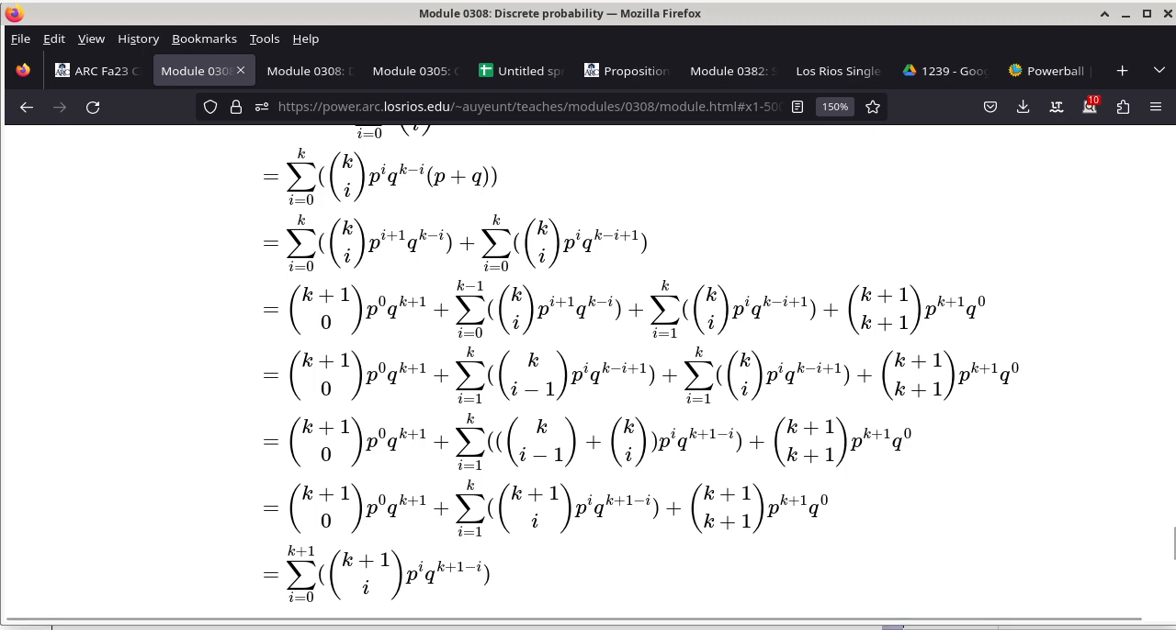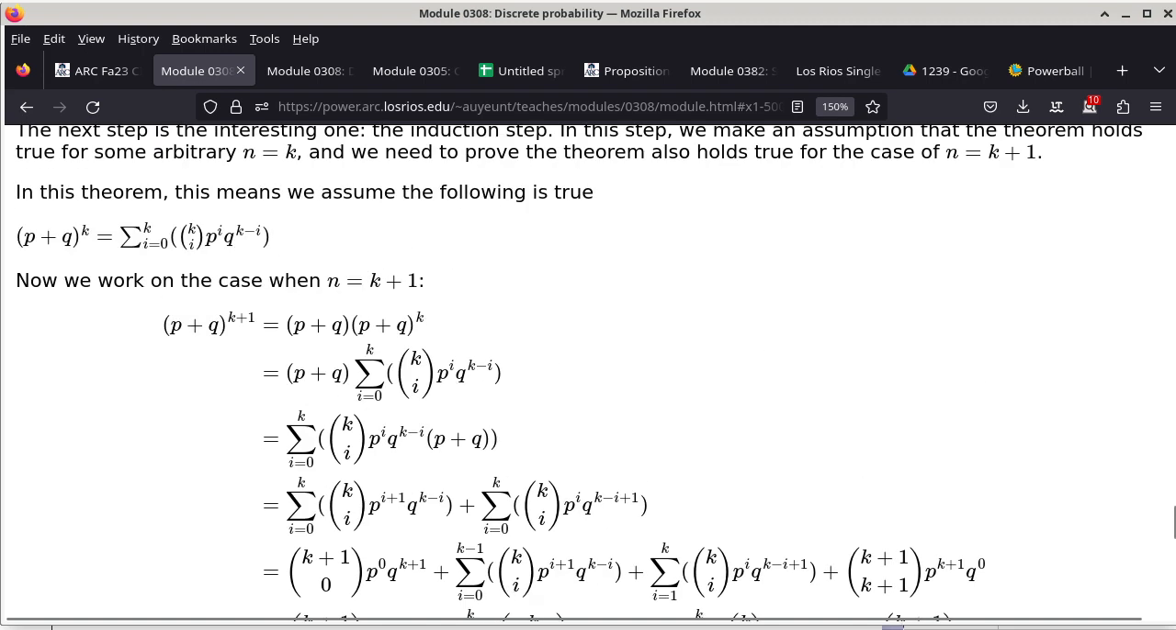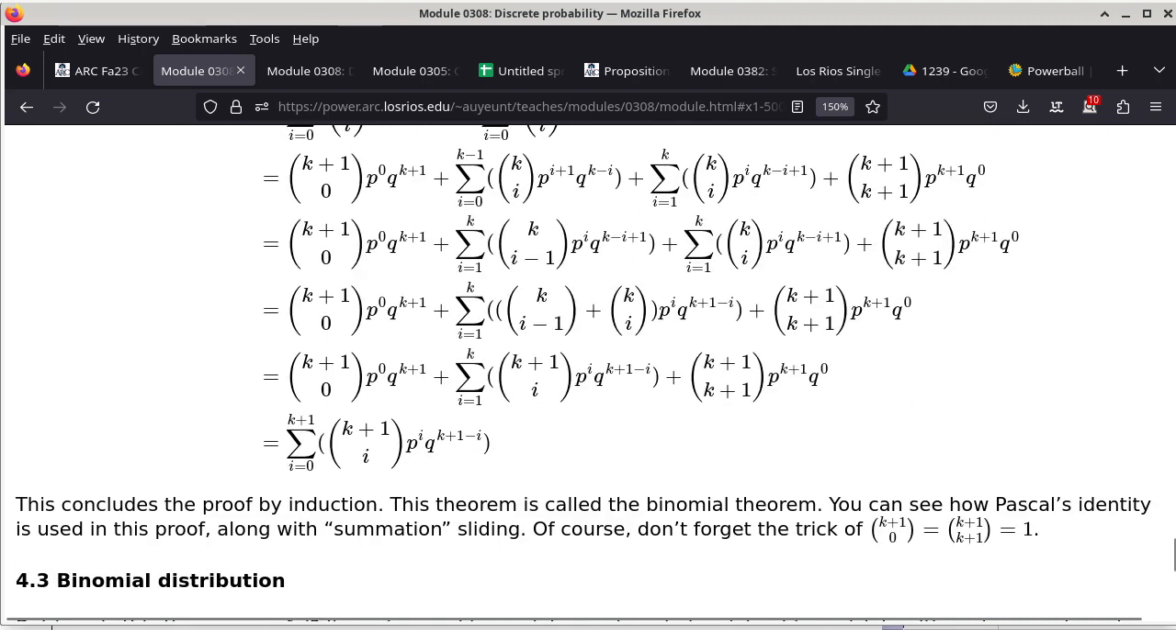So now I have the conclusion. This is a rather long derivation, but in the end, we end up with the conclusion that p plus q to the power of k plus 1 boils down to the sigma notation of i equals 0 to k plus 1. And then each term we're adding in the sigma notation is in the format of k plus 1 choose i times p to the power of i times q to the power of k plus 1 minus i.